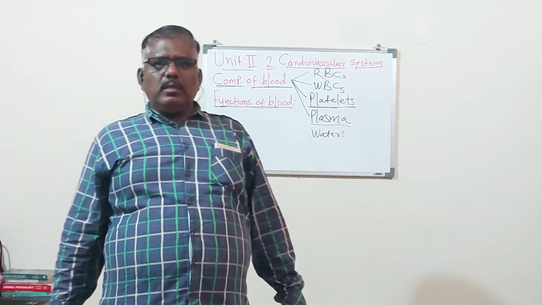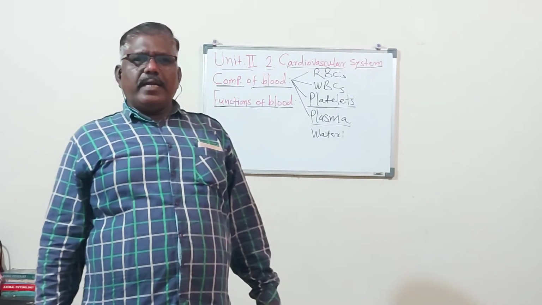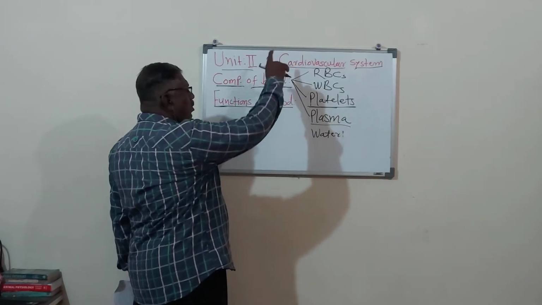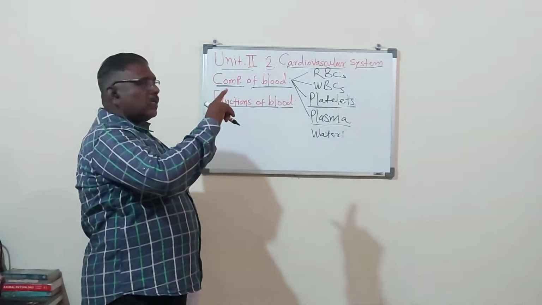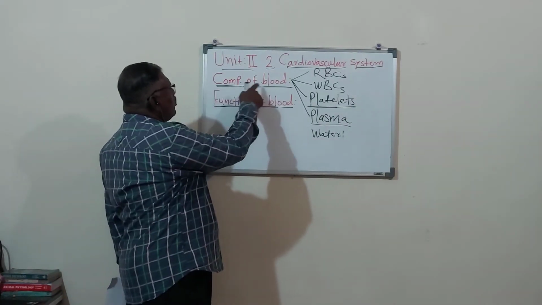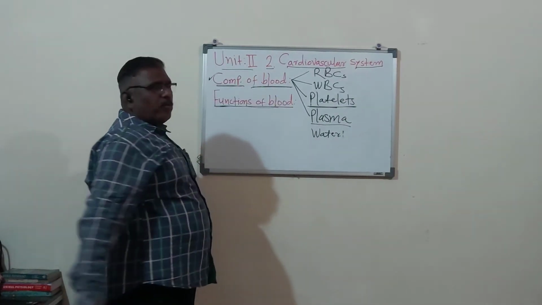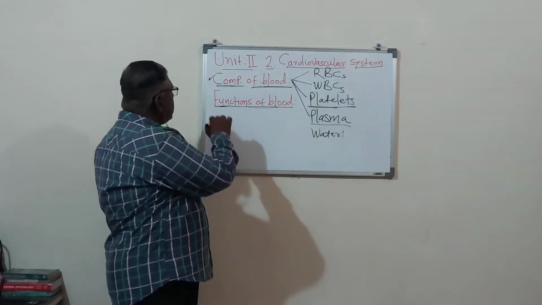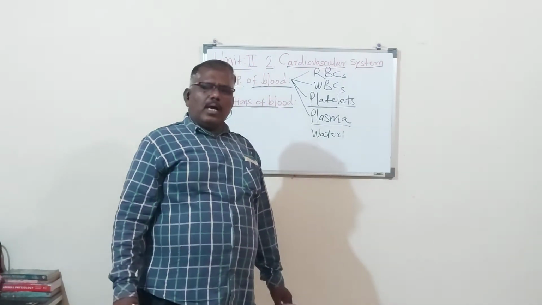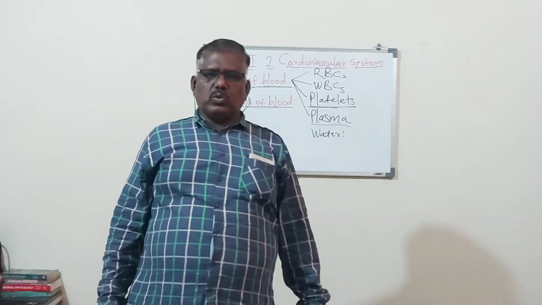Dear student, in today's period, in the cardiovascular system, we have studied the definition of the cardiovascular system. Then we have studied the composition of the blood. What are the components of the blood? Then we have studied the functions of blood. So systematically, again you can study in the notes.